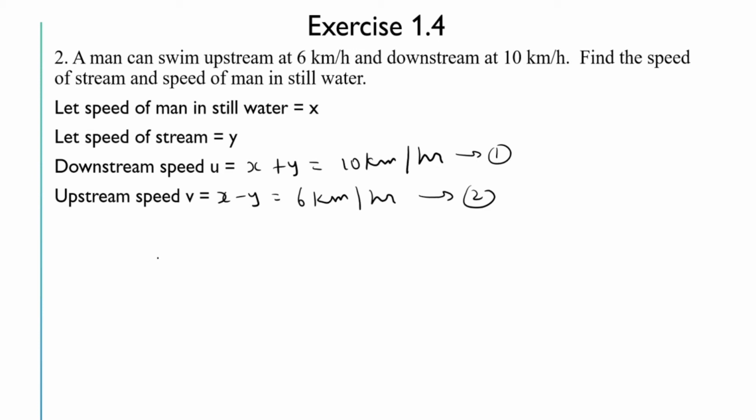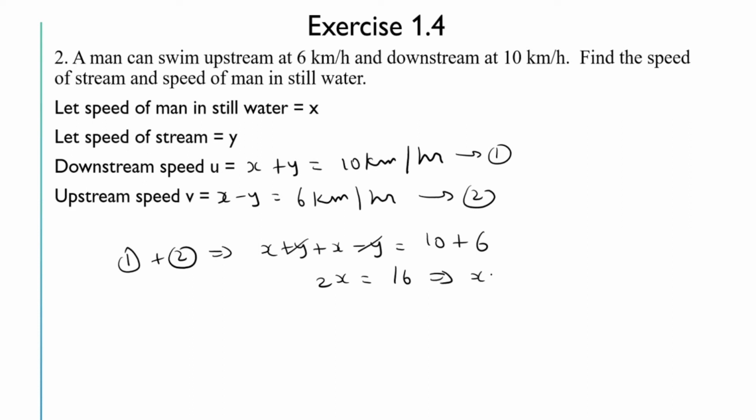If we add 1 and 2, we get x plus y plus x minus y is equal to 10 plus 6. So we have 2x is equal to 16, or x is equal to 16 by 2, it is equal to 8 km per hour.